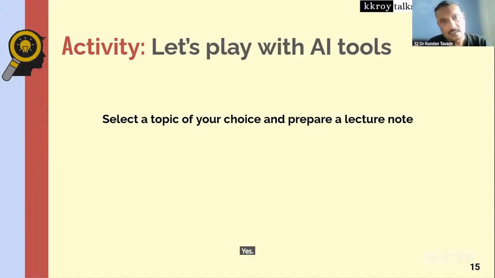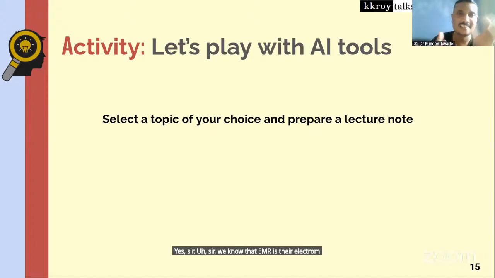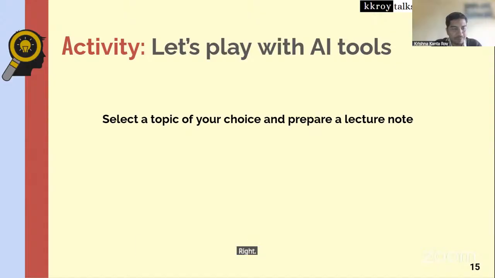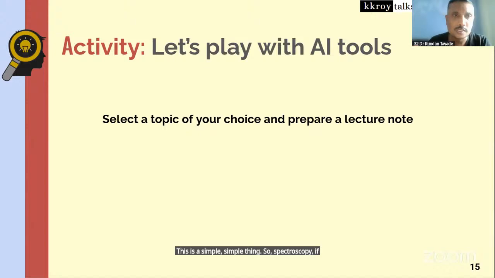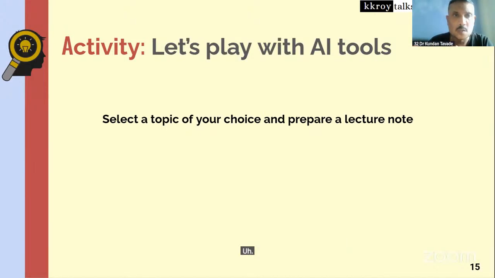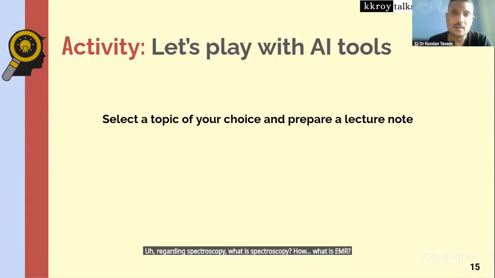Yes, sir. We know that EMR, electromagnetic radiation, reacts with matter and creates interactions to produce a spectrum. This is a simple thing. So spectroscopy, if I wish to teach it to students, then I will create some content from AI regarding spectroscopy: what is spectroscopy, what is EMR. Then I can take the animated EMR from grok.com. I can generate storytellings there.